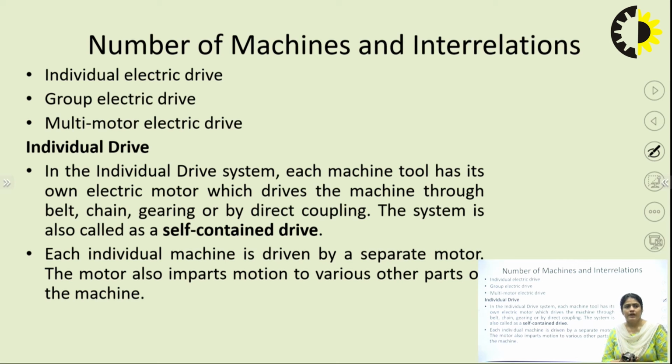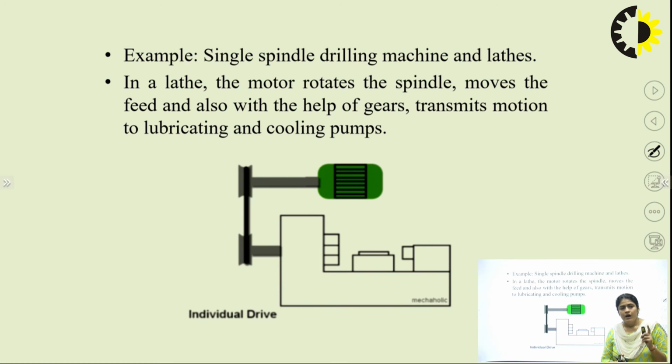In the individual drive system, each machine tool has its own electric motor which drives the machine through a belt, a direct coupling, or a chain. So the system is also called the self-contained drive. Each individual machine is driven by a separate motor, and the motor also imparts motion to various other parts of the machine. In this case, you can see one motor for each load, like a single spindle drilling machine and a lathe machine. In the lathe machine, the motor rotates the spindle, moves the feed, and with the help of gears transmits motion to the lubricant and cooling system.